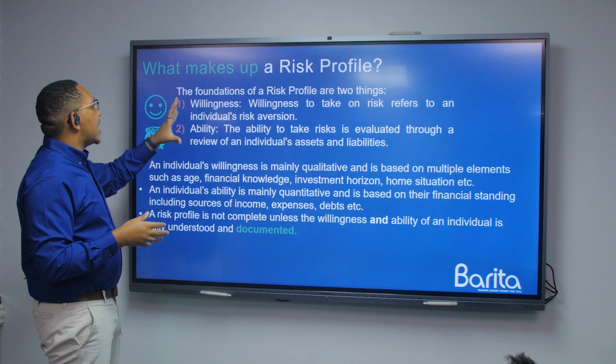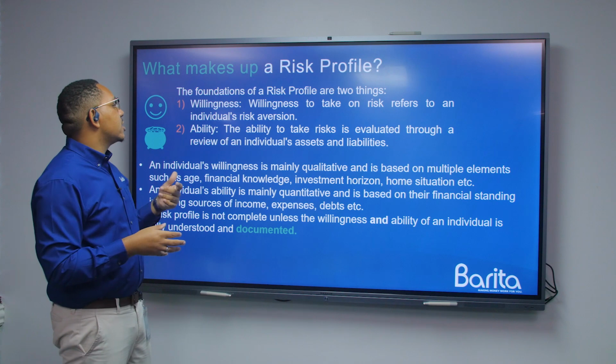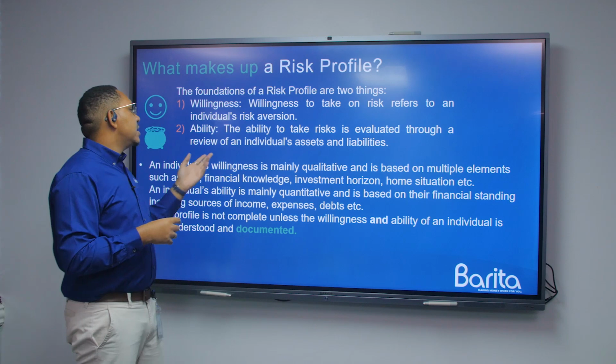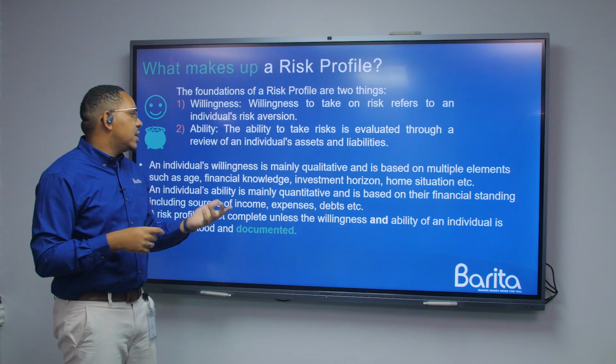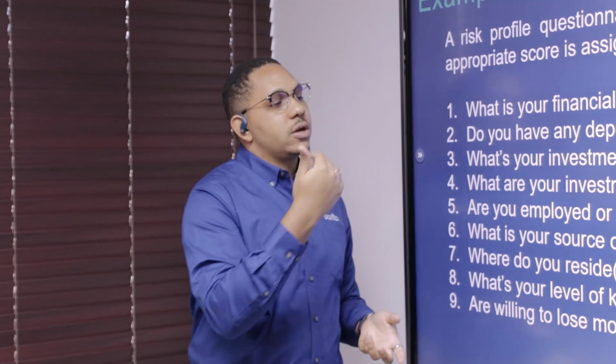So these are the two fundamental aspects that really build into a person's risk profile. Now, these answers are found through the questionnaire. So when you talk about willingness, you're talking about what kind of knowledge do you have of the market. That question will go into willingness. What is your source of income? Or what is your level of income? That goes into ability. So each question answers a different part of the risk profile, whether it be in ability, whether it be in willingness, but you need to get to understanding.